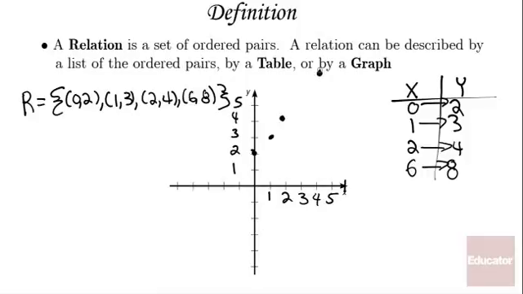Notice that I am not connecting these points and making them a line, because I don't know for sure that they do connect or what's in between here. The entire relation is just given as these 4 points. So in this situation, the graph is a set of discrete points.